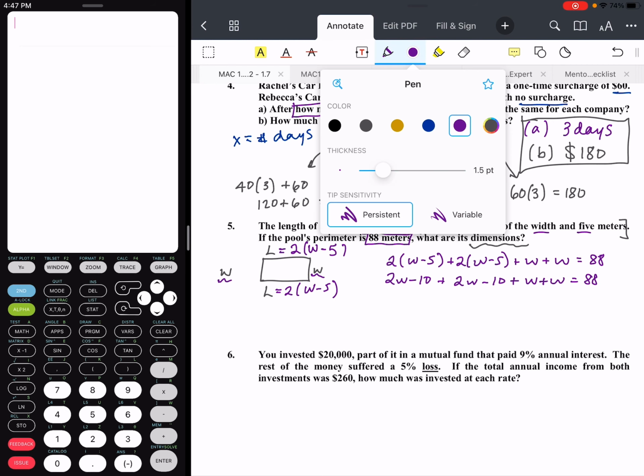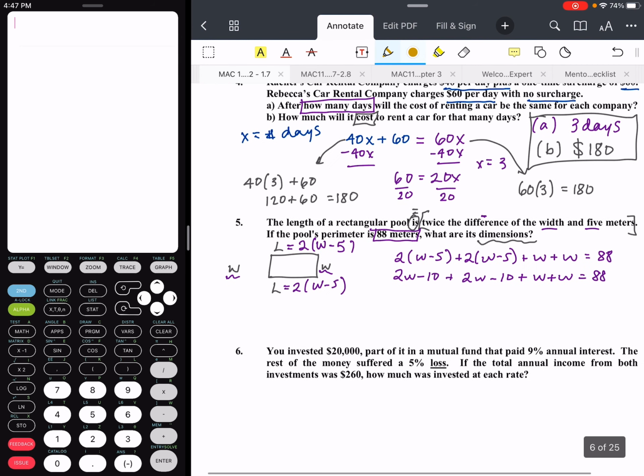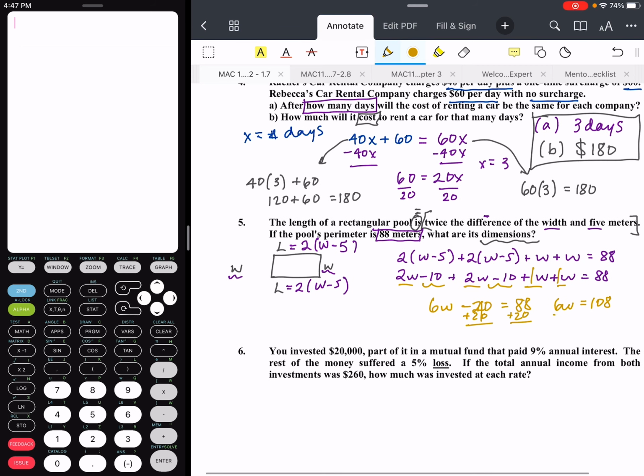So if I add up all of my W's, of course, remember there's a 1 here and a 1 here. So I have 2, 4, 5, 6 W. And then minus 10 and minus 10 is minus 20 equals 88. Add 20 to both sides. So this gives me 6W equals 108. And divide both sides by 6. And 108 divided by 6 gives me 18. So I just solved for W.